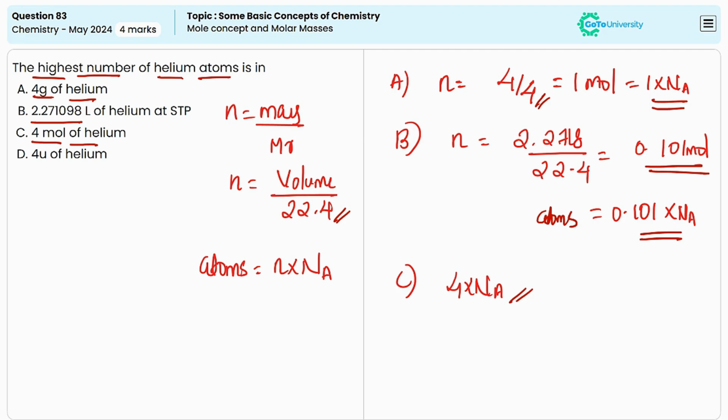And the last one is 4 unit of helium. So it will be equal to 1 helium atom. So from these samples we can see the highest number of atoms are present in 4 mole of helium. So option C is the correct answer.